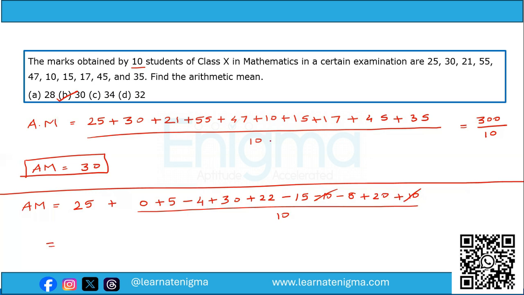Okay. So we have the answer as 25 plus 50 upon 10. That is 25 plus 5, that is 30. So the answer remains the same in both the cases. It is up to you which method to choose.